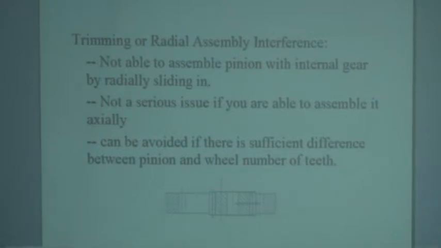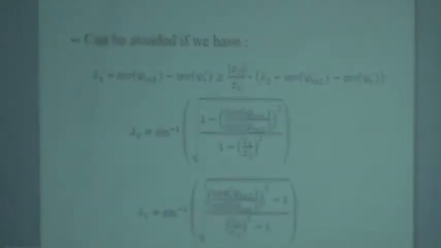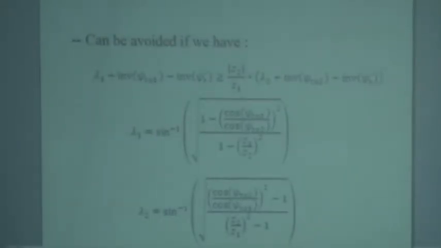Now this interference can be avoided if the difference between the internal gear and the pinion is at least greater than 10. But you will have to work out whether it is feasible or not feasible. For that also there are formulae given. And these are the formulae. I will not read them out because they may be found boring, so I wouldn't go into the formulae.